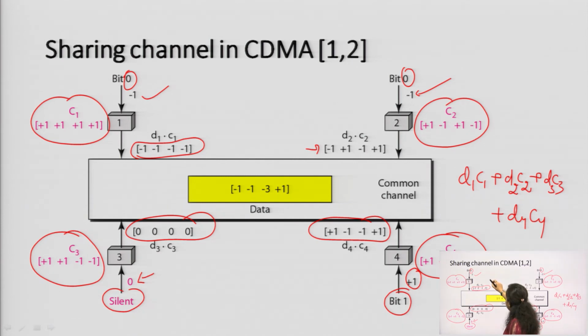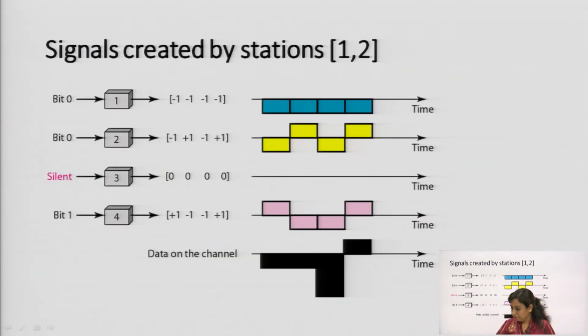Now, this is for the first user, this will be added to this one, then this one and this one. So, this is how the data will be generated. So, this is the common channel. So, this is equivalent to D1 C1 plus D2 C2 plus D3 C3 plus D4 C4. So, this will be transmitted over the channel.